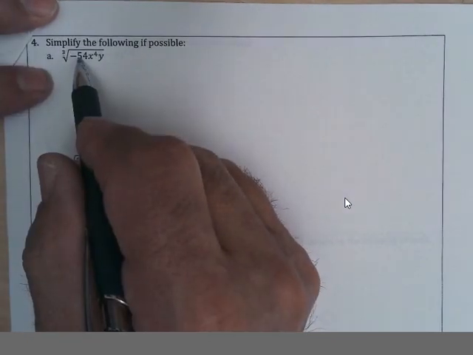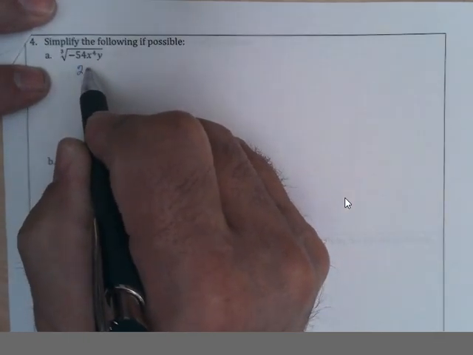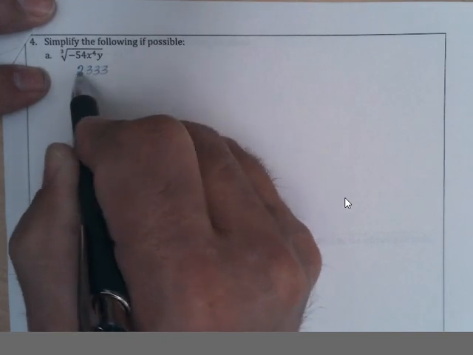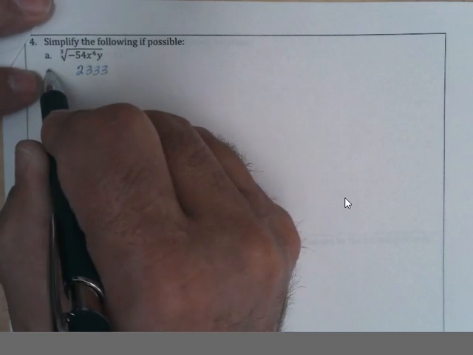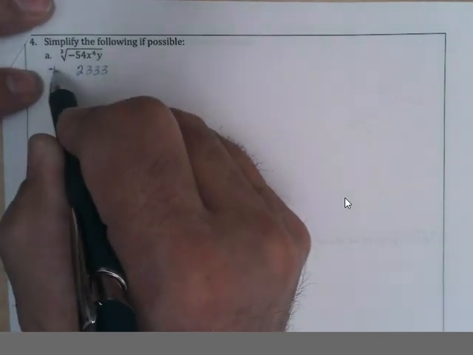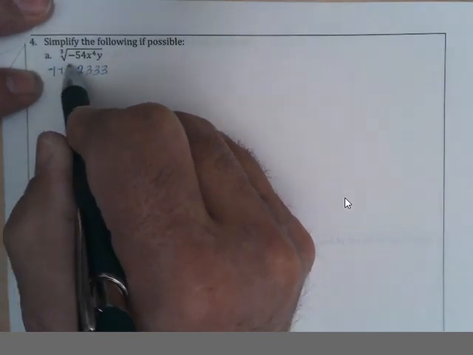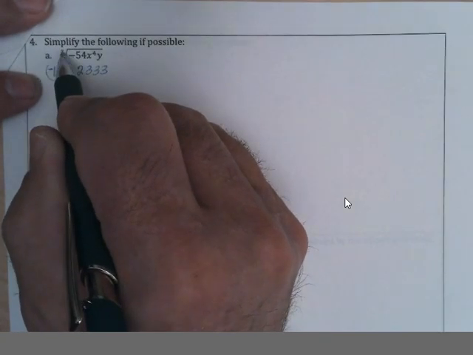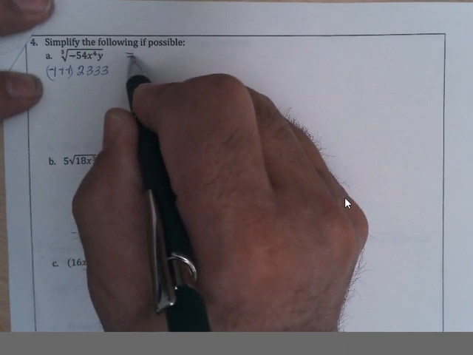Well, what do we have for 54? Well, that's 2 times 27, and 27 is 3 times 9, which is 3 times 3 times 3. So that's 54. The negative, well, that could be negative 1 times this, but negative 1 is also negative 1 times negative 1 times negative 1. So the cube root of a negative, in fact, the odd root of any negative, the negative just comes outside. So the negative pulls out.